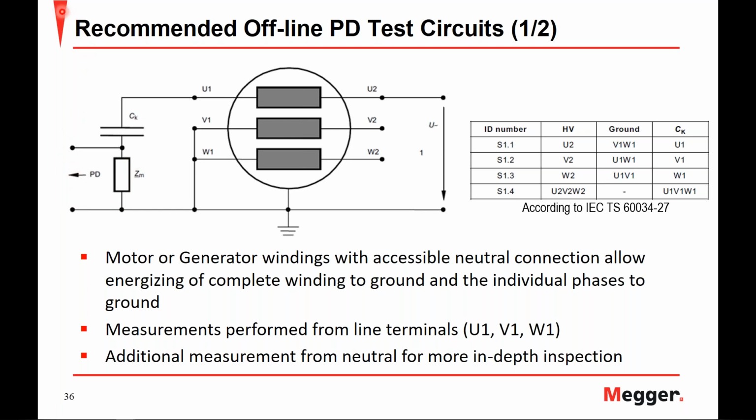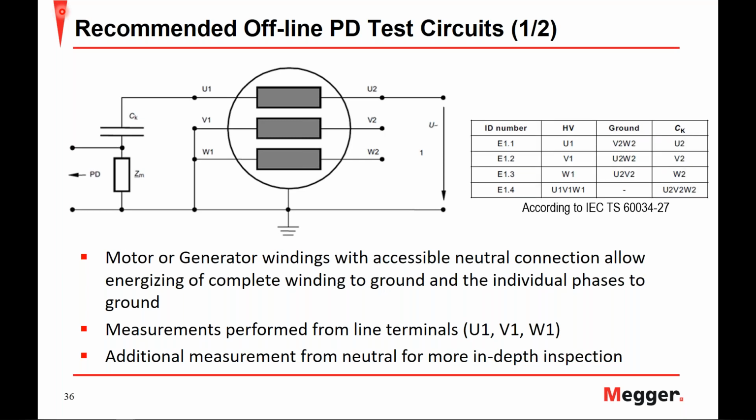Now, you can perform additional tests when you have the accessible neutral by simply flipping the connections, and you can see now the high voltage is placed at the U1 phase, still grounding the untested phases, and the coupling capacitor is now placed on the other side. This allows for additional measurements and additional damping effects for a more in-depth inspection.